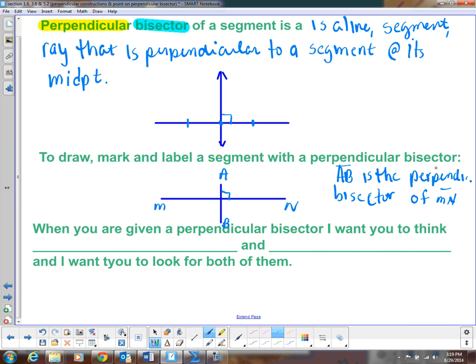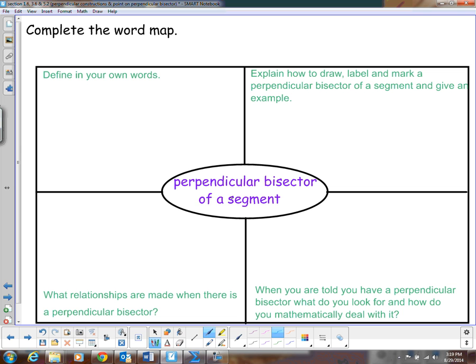It's telling us that's the perpendicular piece, but then I've got to mark the bisect piece, which shows those two equal segments. So now when you're given a perpendicular bisector, I want you to think right angles, 90 degrees, and two equal segments. We've worked with bisectors and midpoints of a segment, and we've worked with perpendicular, and now we've combined them into one. This is the second word map that you have to do for homework also.